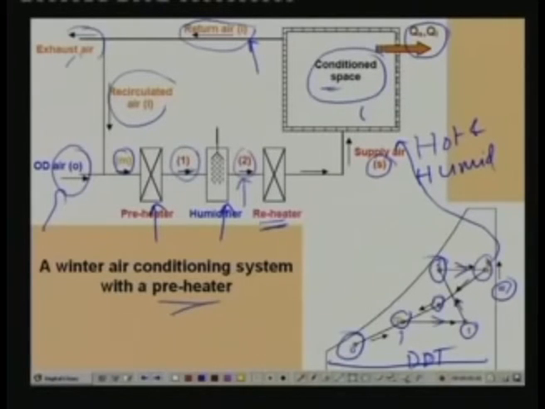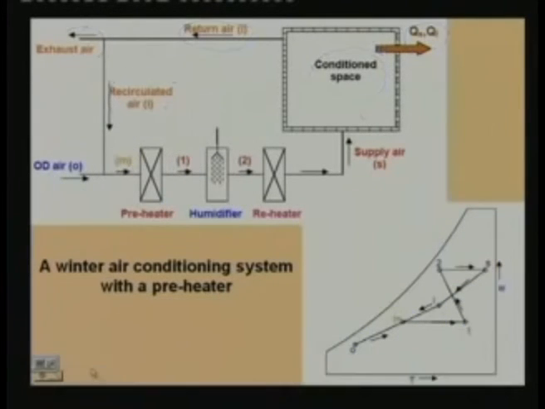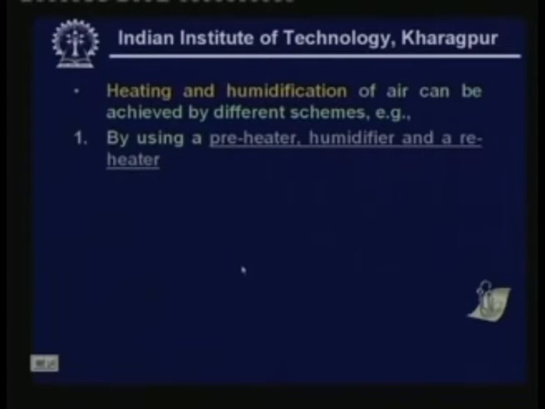This hot and humid air flows through the conditioned space, and as it flows through the conditioned space, it takes care of the sensible and latent heat losses. And this line S to O is again your RSHF line for the winter. So this is your psychrometric cycle for a winter air conditioning system using a preheater. This is one way by which you can heat and humidify the air.